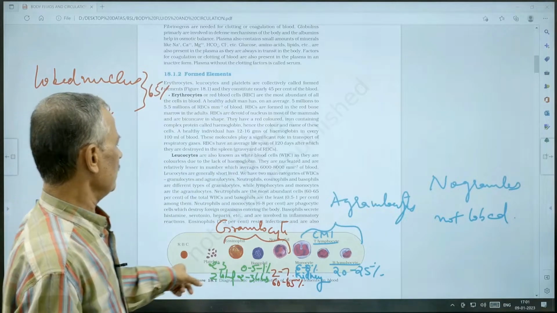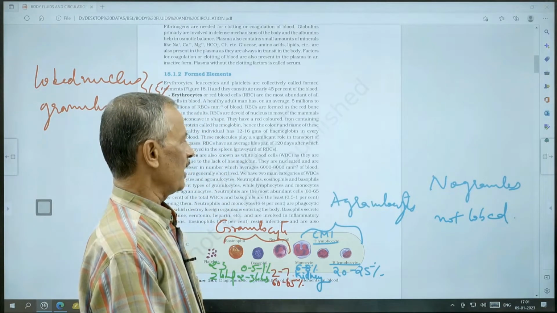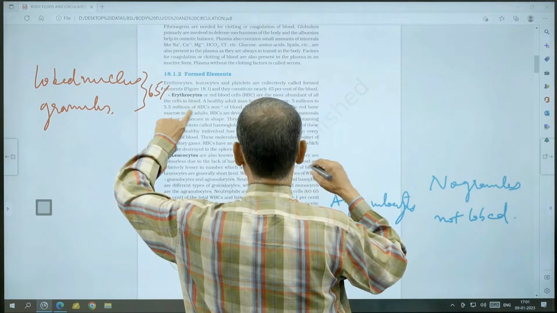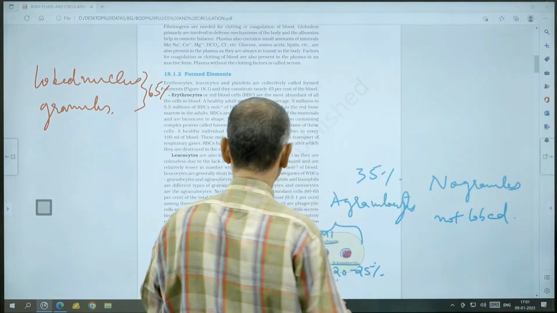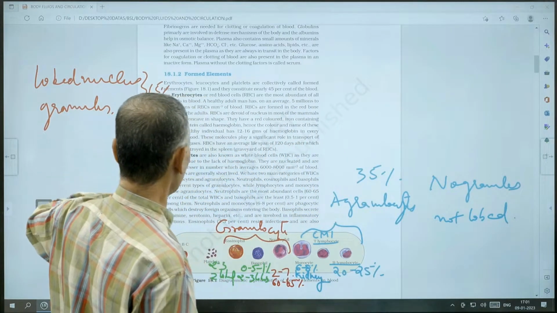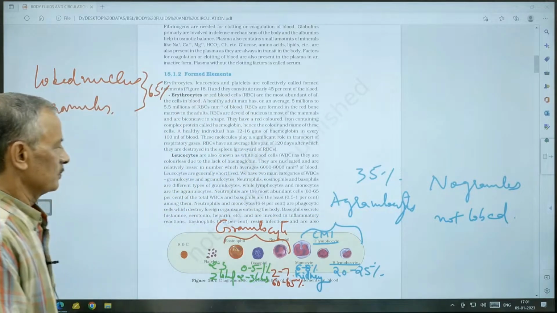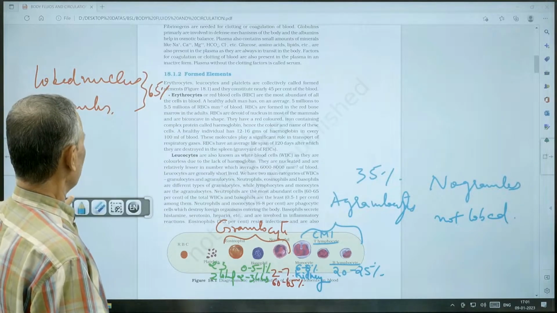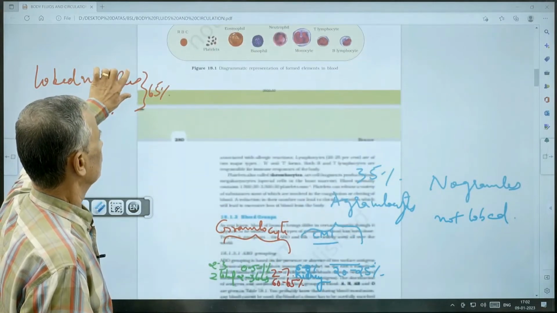So understand the different types of granulocytes. Granulocytes are constituting 65% and agranulocytes 35%. So three types of granulocytes, two types of agranulocytes. Clear? So that is the composition of our blood.